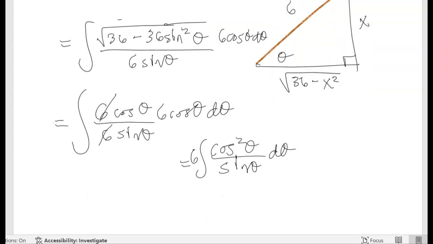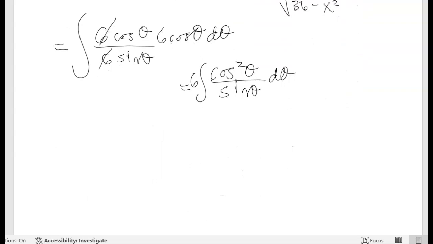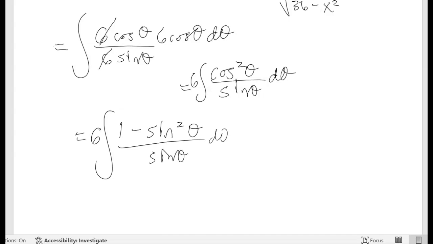Okay, and that could look familiar. It could be something we did with our trig integrals. We have a bunch of methods for this. What I would try is change everything to sine. I think that might work, right? So that's 1 minus sine squared over sine. So far, so good. And then I can break this up, and that gives me 6 times 1 over sine, the cosecant, and then sine squared over sine is the sine.